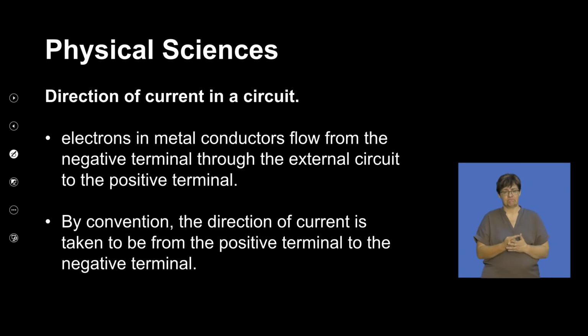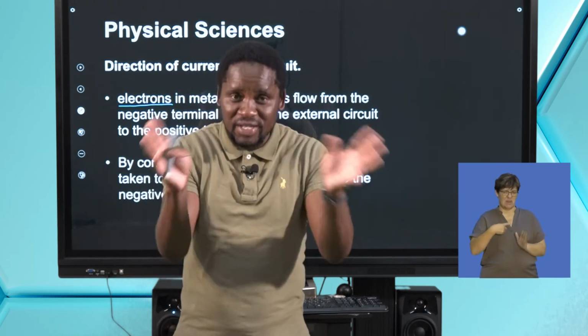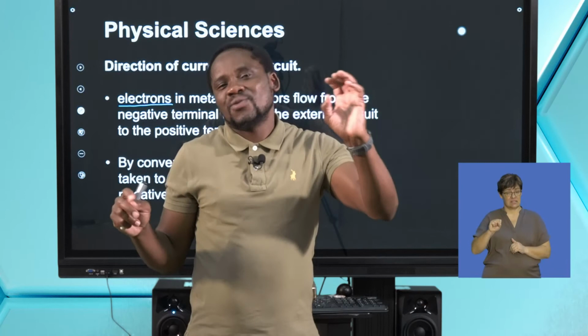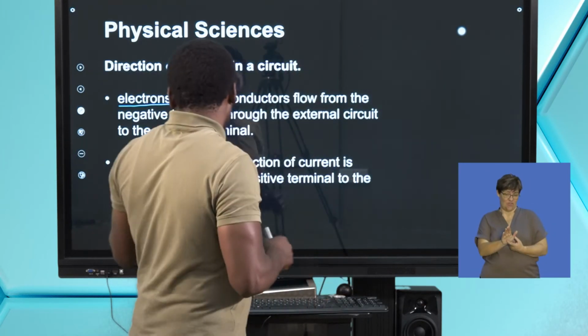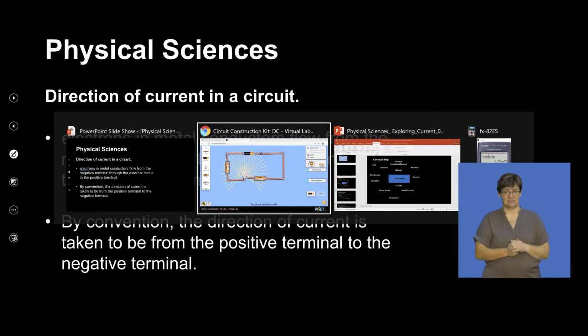Right. Now, the direction of current in a circuit is very, very important. Whenever we talk of charge in a circuit, we're talking of electrons by convention. We'll explain what that simply means. Electrons are the ones that actually move through the circuit. We'll demonstrate that using a simulation once more.